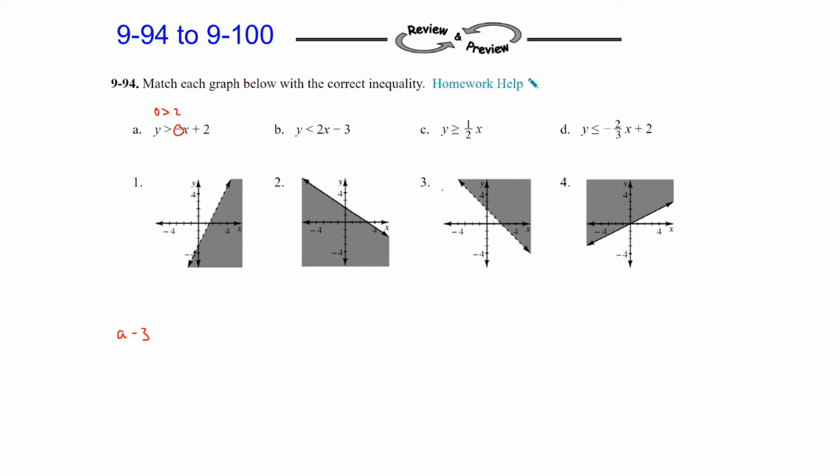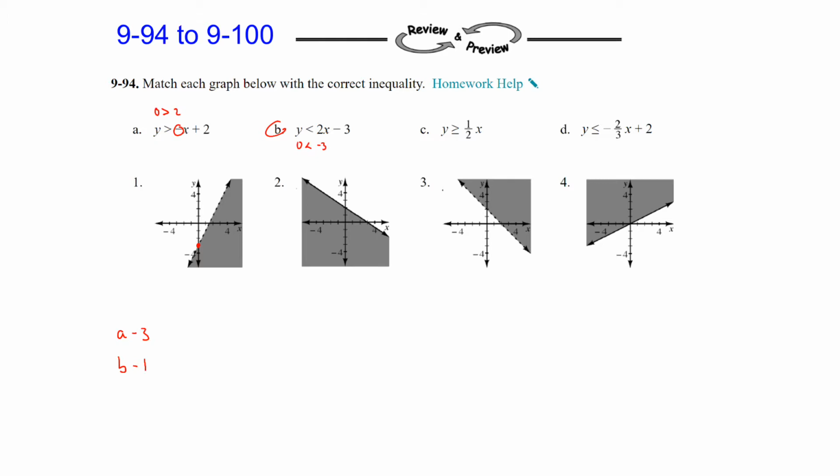Now the other one that is a dotted line or a dashed line would be B. That would have to be 1. So B and 1 would have to go together by process of elimination there. And once again, you can see it does go through -3 with a slope of 2. If you did test a point, 0 would not be less than -3. So all that works the way we expect. And then C and D would have to be 2 and 4.